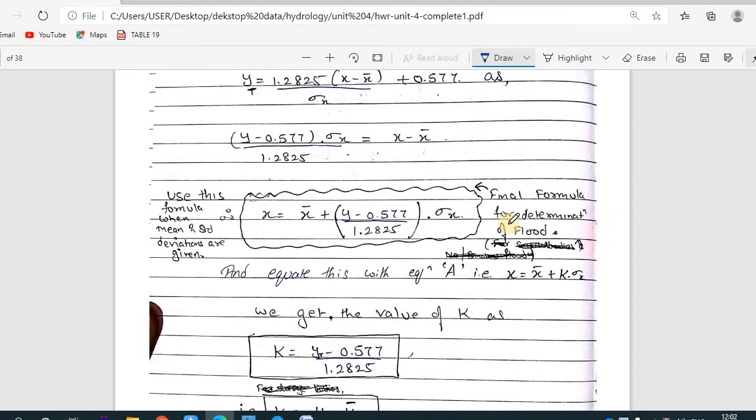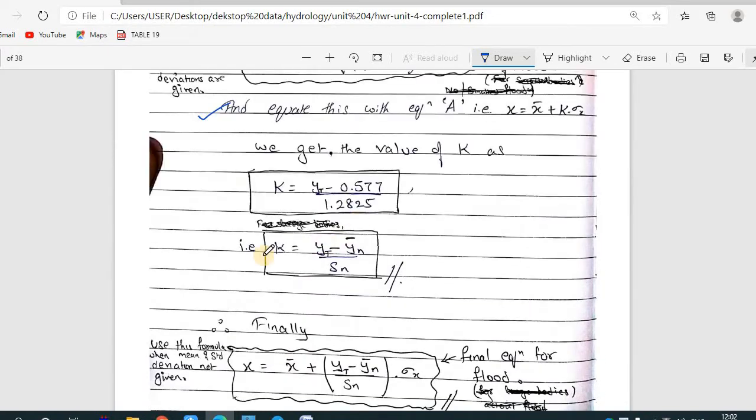This is the final formula for determination of flood, and we equate this with equation number A, that is x t equals x bar plus k into sigma x. So we can use this also. We can get the value of k as yt minus 0.577 divided by 1.2825. So the value of k then becomes yt minus y bar n divided by Sn.